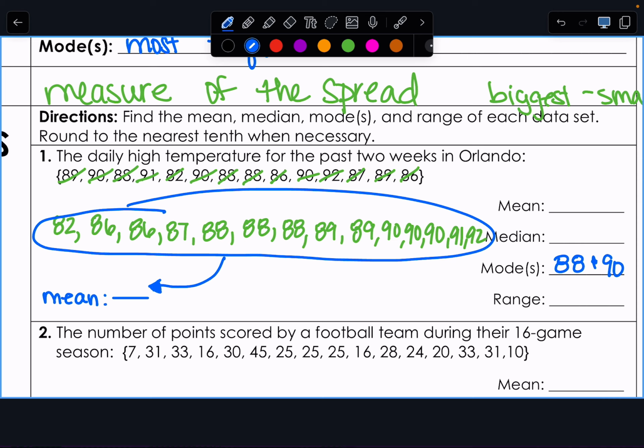All right, when we add them together, are you getting 1,236? Okay. Now, if you count, how many numbers are there? There's 14. So in order to calculate the mean, we're going to take 1,236 divided by 14. That's 88. If we round to the nearest tenth, 88.3.